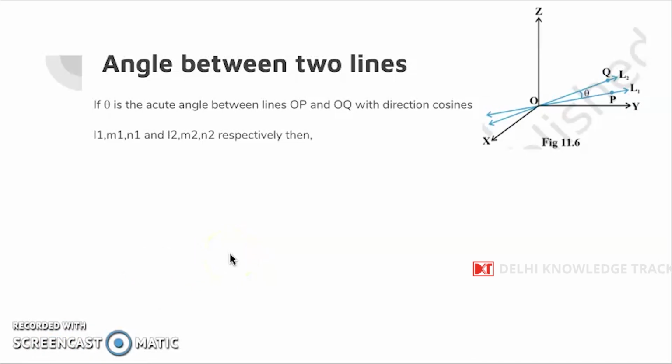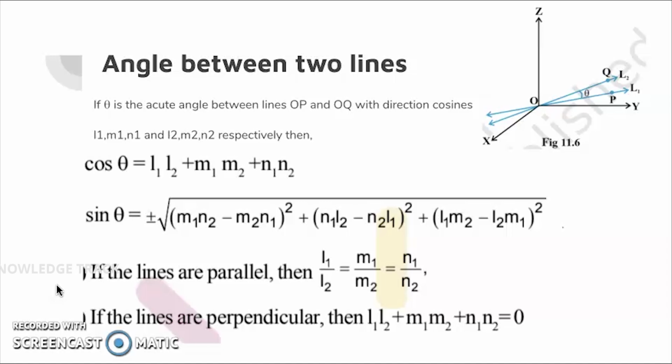As you can see in this diagram, there are two lines passing through origin O and having angle theta in between. Let's assume theta is an acute angle between lines OP and OQ with direction cosines L1, M1, N1 and L2, M2, N2 respectively. Then cos theta will be equal to L1 into L2 plus M1 into M2 plus N1 into N2. And we know that sin theta will be equal to under root of 1 minus cos square theta.